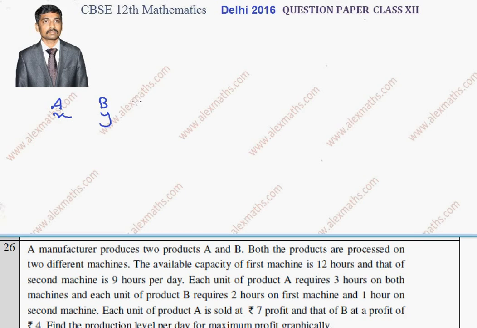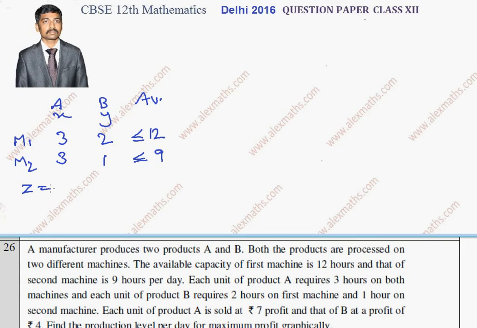And the machine availability here. I will take machine 1 and machine 2 here. The available capacity of the first machine is 12 hours, so it means it is available less than or equal to 12 hours, and the second is less than or equal to 9 hours. Each unit of the product A requires 3 hours on both machines, so this is 3 and 3. Each unit of the product B requires 2 hours on the first and 1 hour on the second machine.